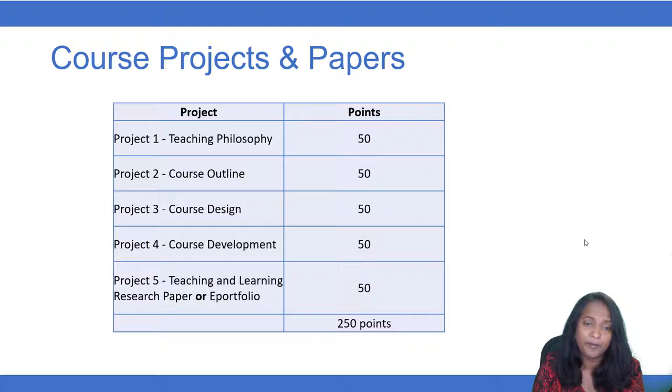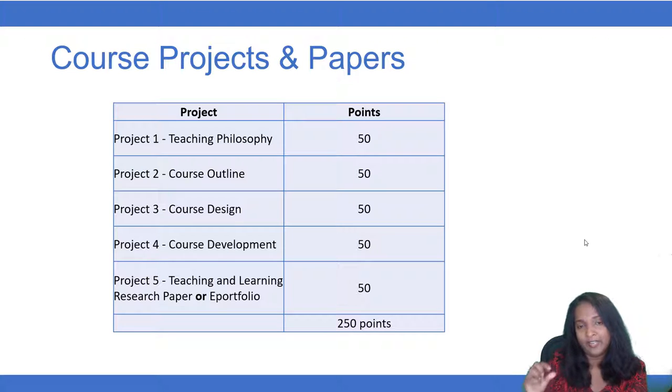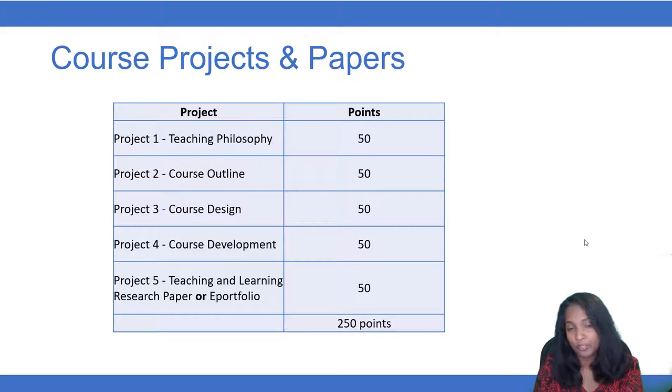So here are the different projects. There are 5 projects. So we start with the teaching philosophy, and then projects 2, 3, and 4 are kind of connected to each other. You do an outline, and then you design, and then you develop. And then you have a choice on the 5th project between a teaching and learning research paper or creating a teaching portfolio or an e-portfolio. So you want to look ahead. All the specifications for these projects are already on the Canvas course shell. So check them ahead of time and mark these due dates on your calendar as well.